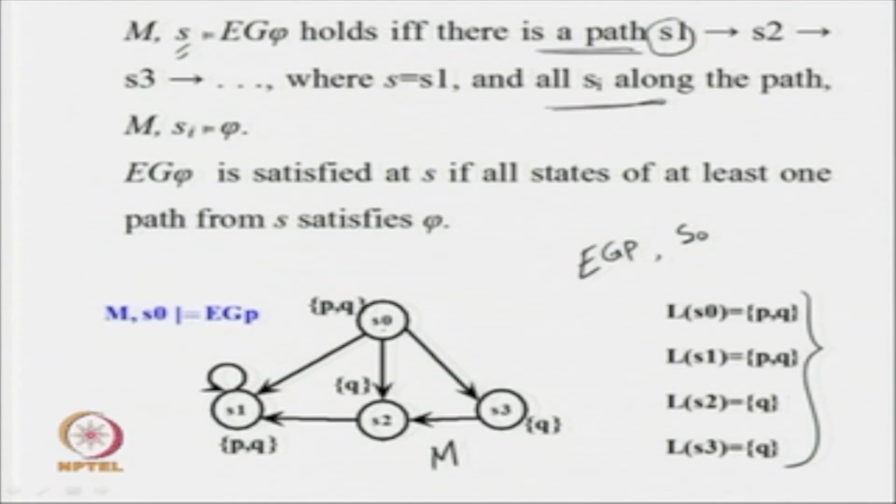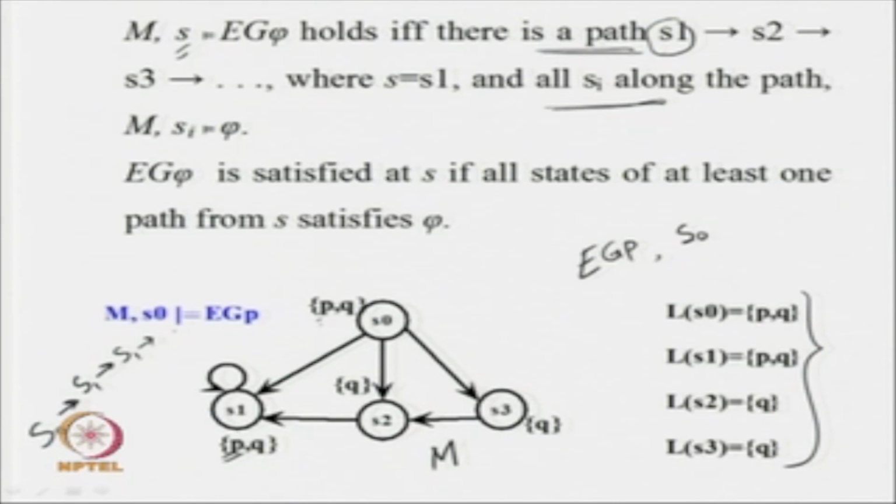Now, we are going to look for EG P. When we start from S0, we get a path to S1. In S1, we have seen that P is true. That means when we are going from S0, P is true. Then we come to S1, again P is true, then it will remain in S1 like that. In this execution trace, S0 to S1, S1 to S1, S1 to S1, everywhere P is true. But if you look into the second path S0 to S2 to S1, we will find that state S2 where P is not true. So, that means in this particular path P is not globally true.